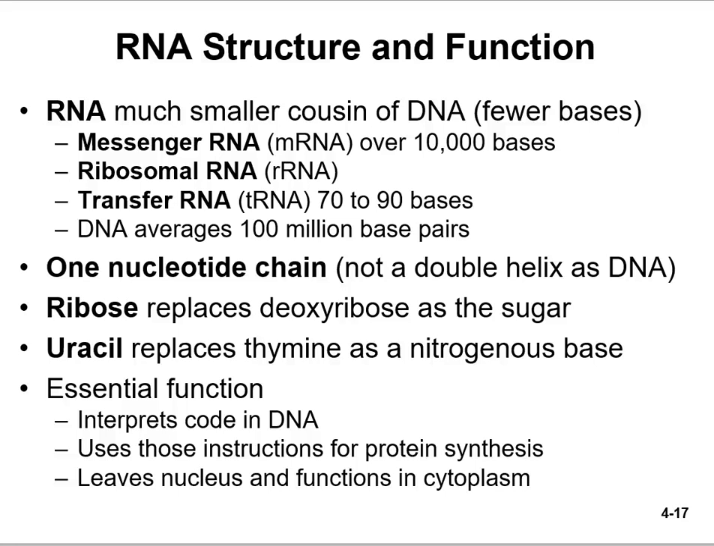Transfer RNA is even a little bit shorter yet. It kind of has a clover leaf appearance. It's only about 70 to 90 bases long. Its job is to bind with amino acids that are in the cytoplasm of the cell and actually transfer those to the ribosome so that they can be delivered there to become part of the polypeptide chain that makes proteins.